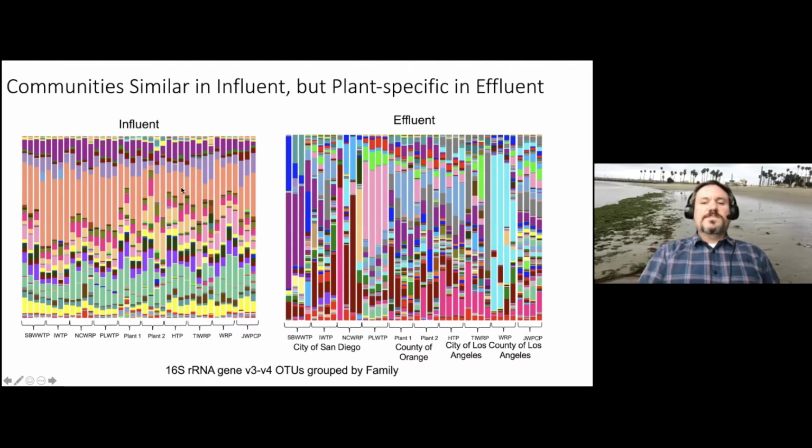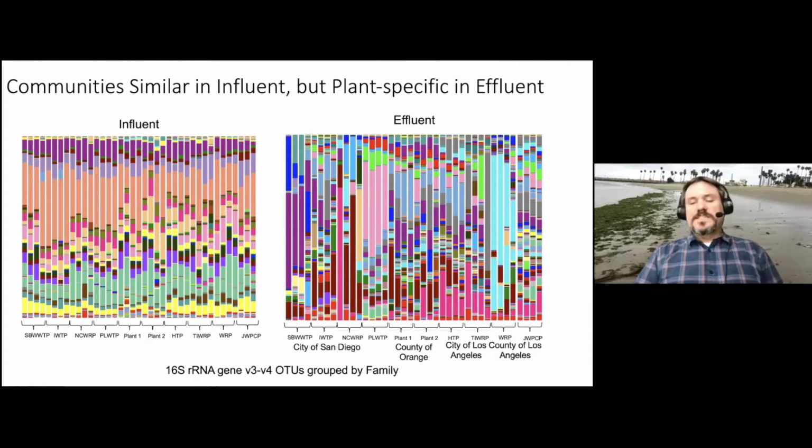And this is a lot to look at, and in the interest of saving time, all I want to point out is that the influent is very similar across Southern California. We see a lot of the same groups in the influent, in the microbial community, coming in. But if you look over at the effluent, you can see that each plant, shown here in the brackets, these 4 little bars of each one, has a different signature. They almost have a unique plant-specific signature.